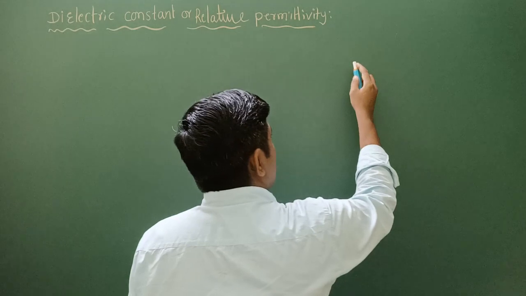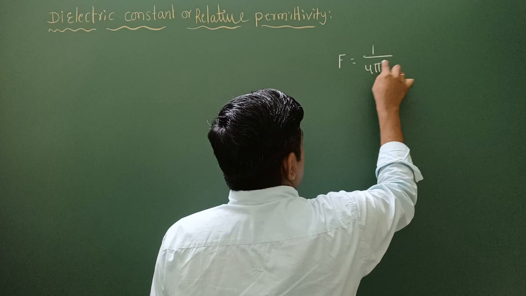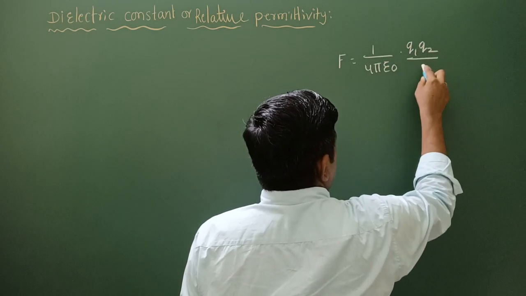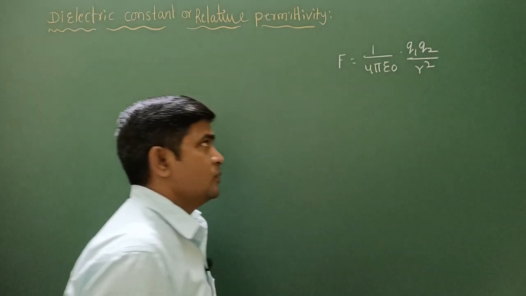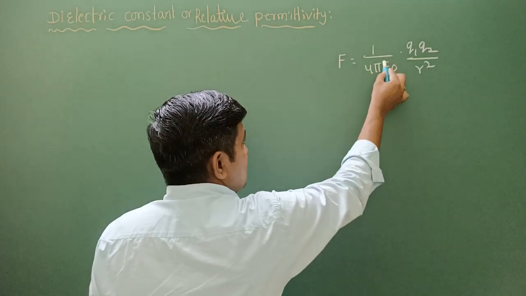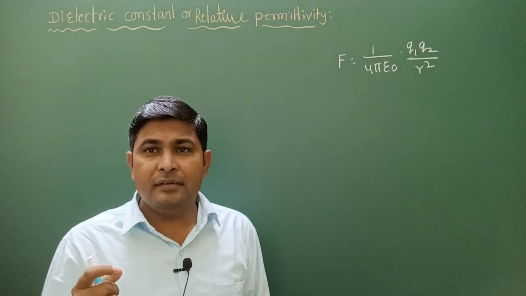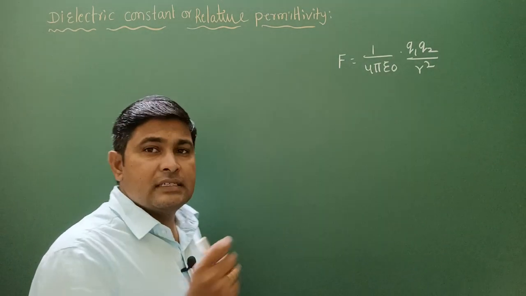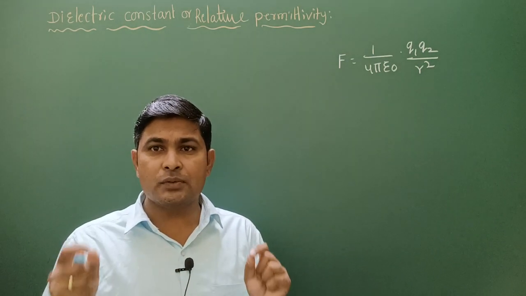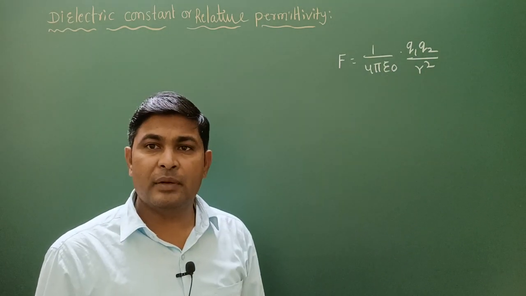So what is the electrostatic force? F equals 1 by 4 pi epsilon naught into q1 q2 by r square, where r is the distance between the two charges. If you think about the force and this constant value epsilon naught, that is nothing but the electrical permittivity in vacuum. If the two charges are placed in vacuum, the magnitude of the force depends on this permittivity also.